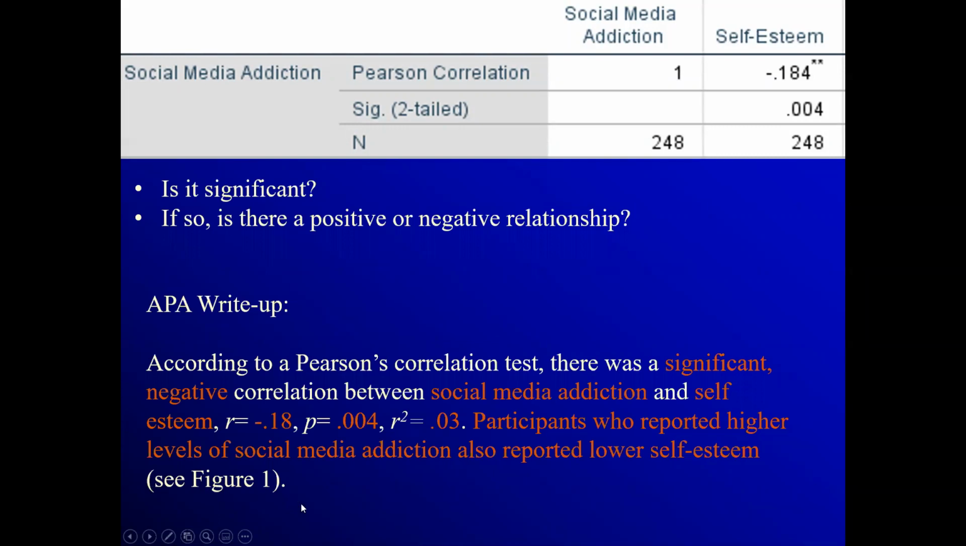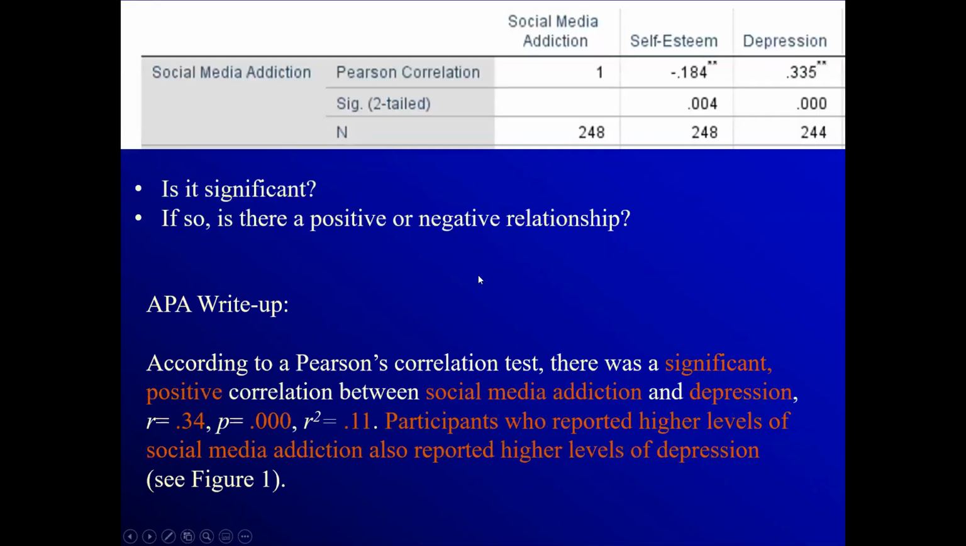See figure 1. So in your own paper, you're going to run a scatter plot for your correlation for your two variables, and that's what figure 1 will be. But the homework assignment that you'll do, we'll talk about that. So that's a negative correlation write-up. Let's go back up to the positive one.